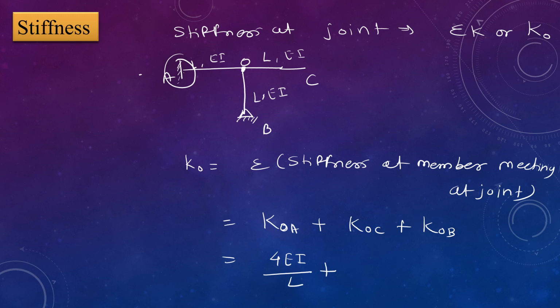Okay, in case of OC member, the far end is free, then the stiffness value is equal to 0, plus in case of OB, the far end is hinge, then the stiffness value is 3EI by L. By adding this, we get 7EI by L, and this 7EI by L is nothing but the stiffness at joint. Okay, the individual value about the end condition is stiffness of member, and addition of all the stiffness of members is nothing but stiffness at joint.